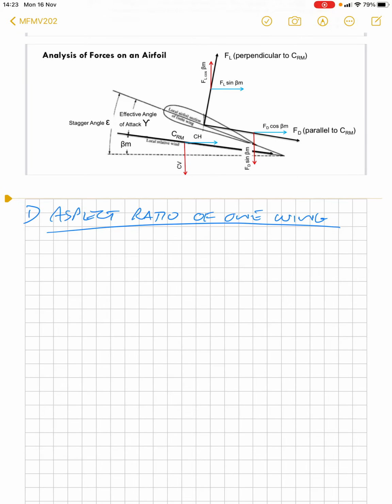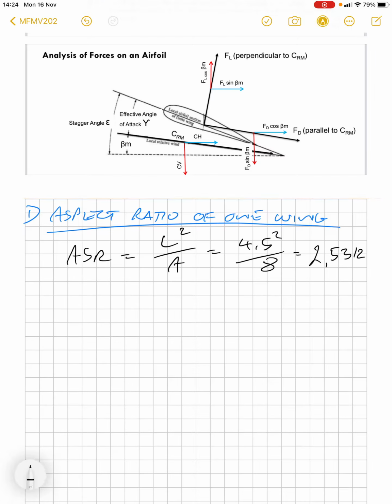I have pasted at the top of the question the diagram showing all the forces and their components on the aerofoil section for reference. Alright, so the aspect ratio is equal to length squared over area. So that is 4.5 squared over 8, or 2.5312.